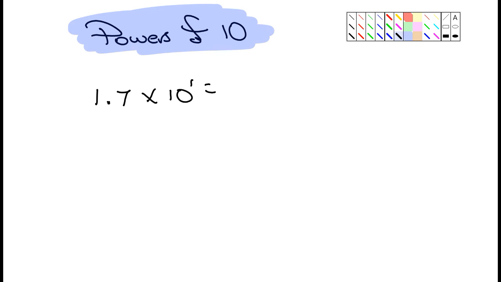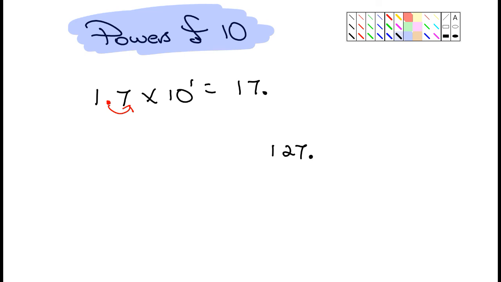What if I had a number that was 2.46 times 10 squared? Well, how many places do we move the decimal? 2 places. So you just move the decimal the same number of places as the exponent.